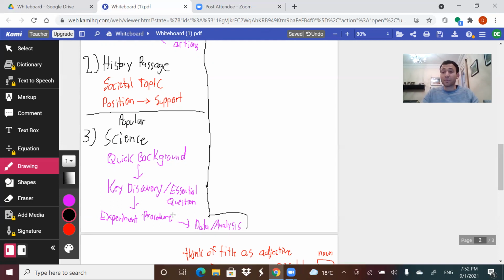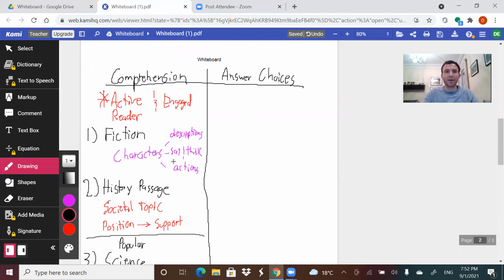So anyway, that's what you want to focus on as an active reader. You don't want to just read these passages. You want to identify what type of passage is it, and then what should I do from there? How can I remain active and engaged and make sure that I'm an active listener as I read?